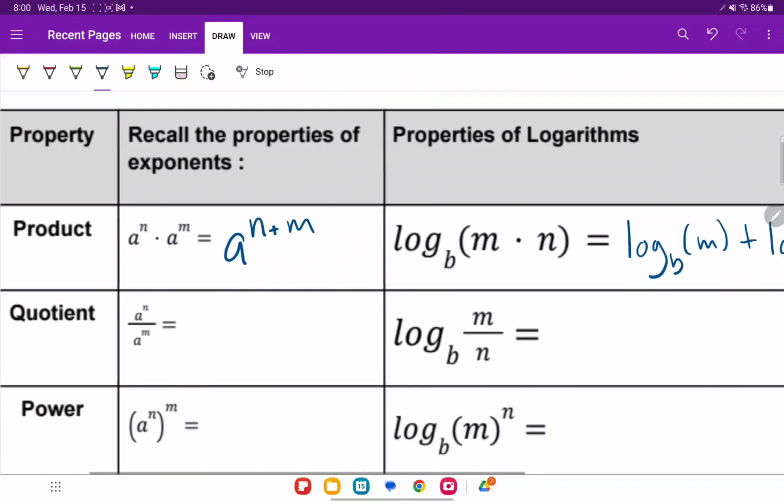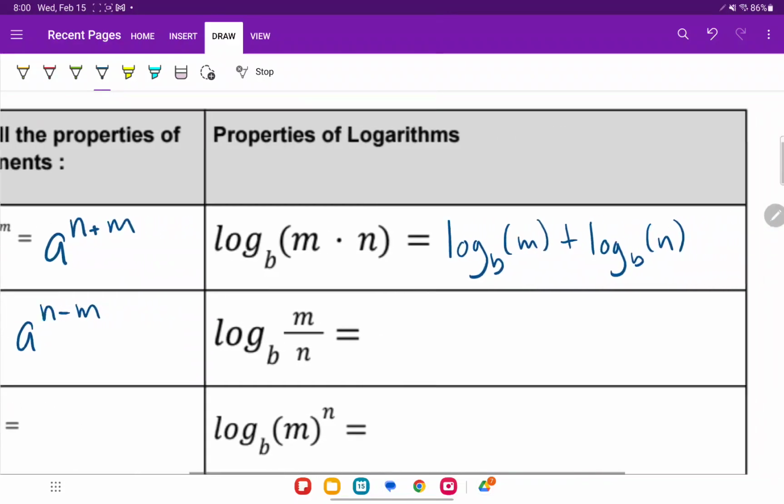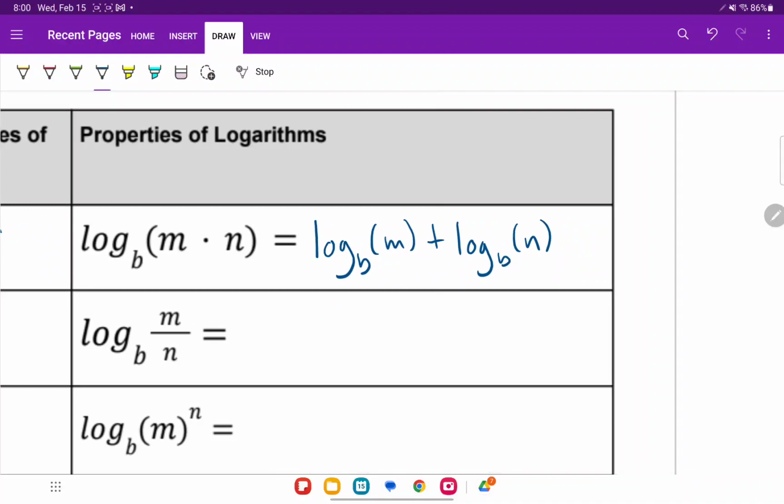Next, the quotient rule says when we are dividing bases that are the same, what do we do to the exponents? Well, this time we subtract them. So a to the n minus m. So over here, when we have a logarithm base b and inside our argument it is being divided, we're going to expand by subtraction. So we have log base b of m, because that's on the top, and on the bottom we subtract log base b of n. Notice the top part comes first, and we subtract log base b of the bottom part.